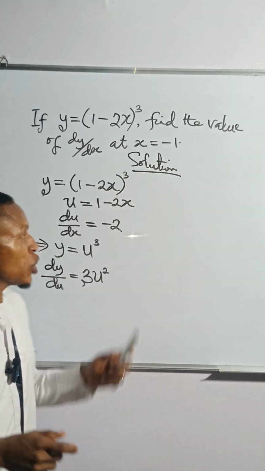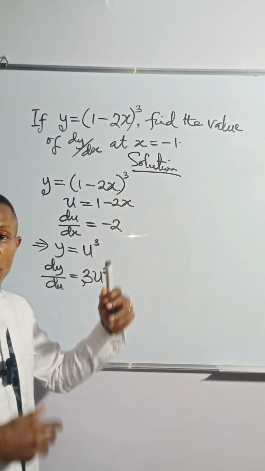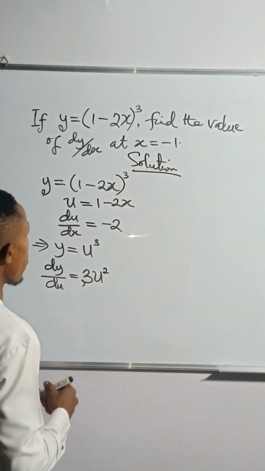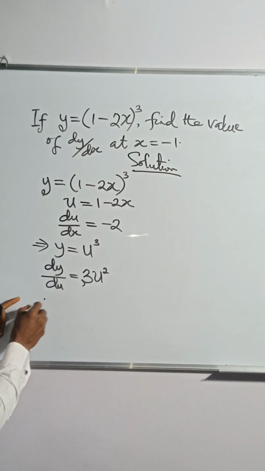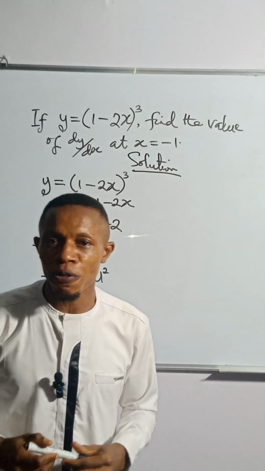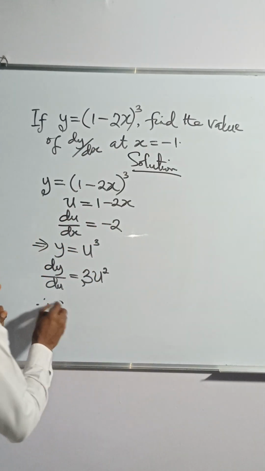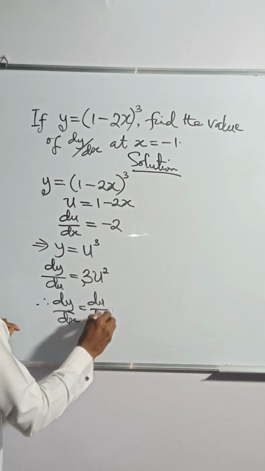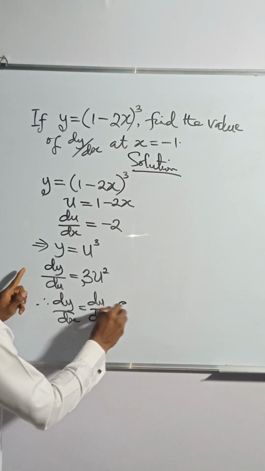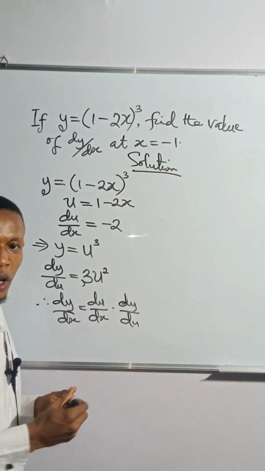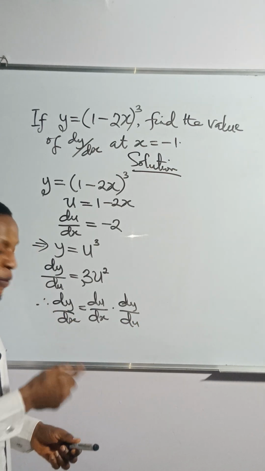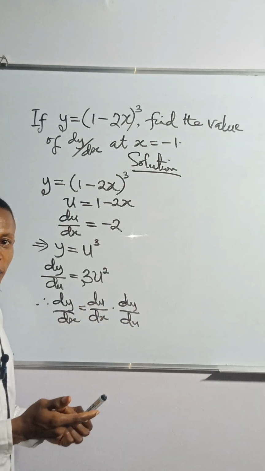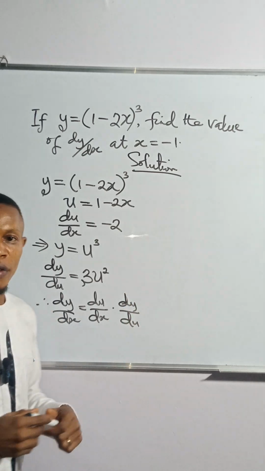If you observe the question we are given, y is equals to (1 minus 2x) all raised to power 3. It's a chain rule. We call it function of a function. There is a formula we use to evaluate it. If we want to find dy/dx of a function of a function, we say that dy/dx is equals to du/dx times dy/du. We have not altered the left hand side, because if we cancel out du we still have dy/dx. The left hand side still equals the right hand side.